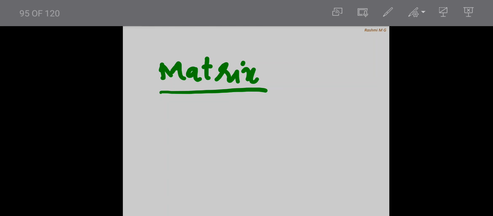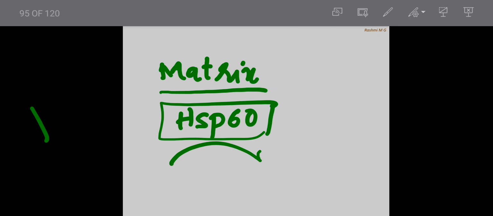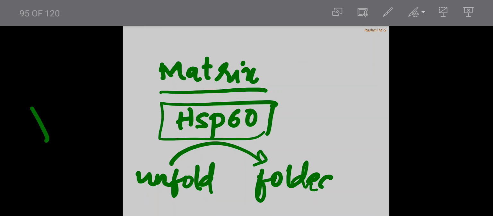After the protein has entered the matrix, that protein gets passed on to another chaperone that is known as HSP60, which converts the unfolded protein to a properly folded protein.